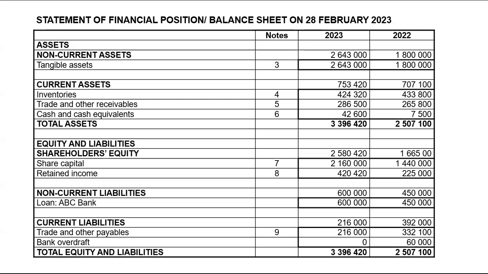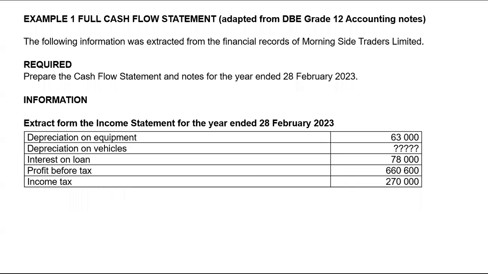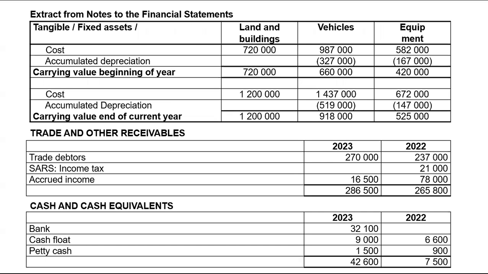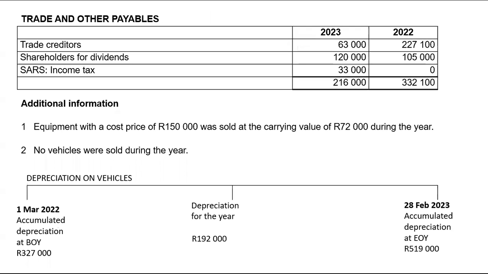There was profit, which was given to us. So your net profit after tax, you will simply take that 660,600 minus 270,000. So we will be missing dividends on ordinary shares, which is what goes into the middle. Were we given enough information for us to calculate dividends on ordinary shares? Nope. In this slide, I was given nothing. And when we check the slide here, I only have shareholders for dividends. I only have final dividends for last year, which is 105,000, and final dividends for this year, which is 120,000.